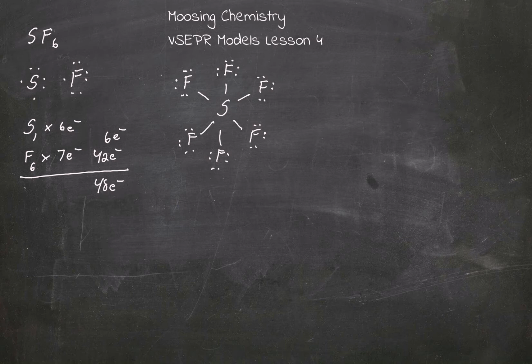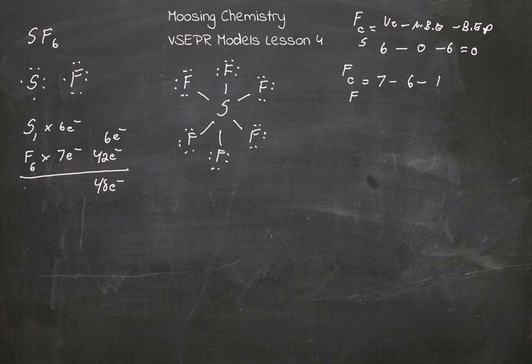Now remember that we have to use formal charge. So the formal charge of S is equal to, remember, the valence electrons minus the non-bonding electrons minus the bonding electron pairs. So sulfur comes in with 6 valence electrons, 0 non-bonding electrons, and 6 bonding pairs, which gives us a total of 0. Let's look at each of the fluorines, but we only have to do one of them because they're all the same. Fluorine came in with 7 valence electrons, 6 non-bonding electrons, and 1 bonding pair. So both these look good.